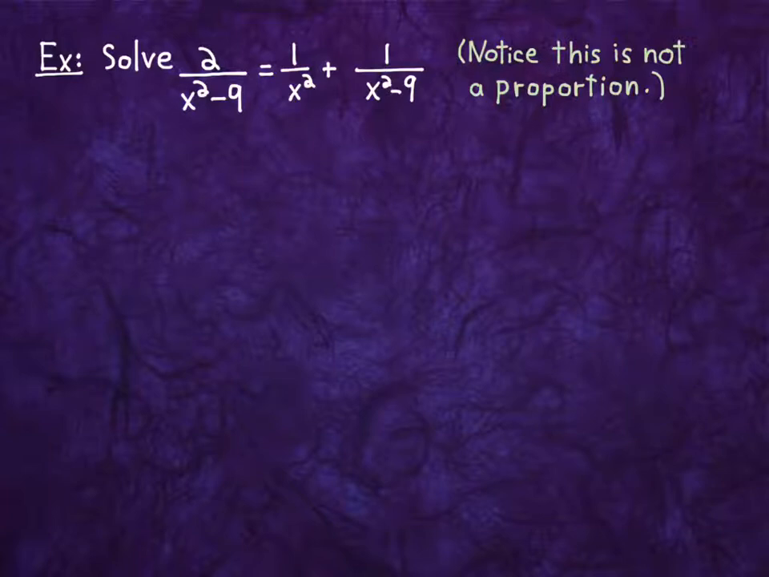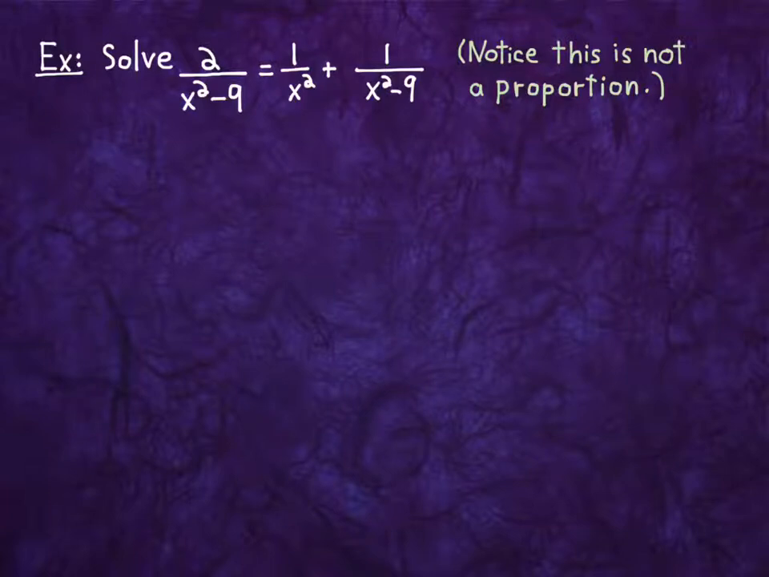I could do what I just did on the last page and clear all the fractions, which means multiply by the LCD on both sides of the equation. Or I could put the two things on the right together and then cross multiply, which is the same thing. So I'm just going to look for the common denominator.